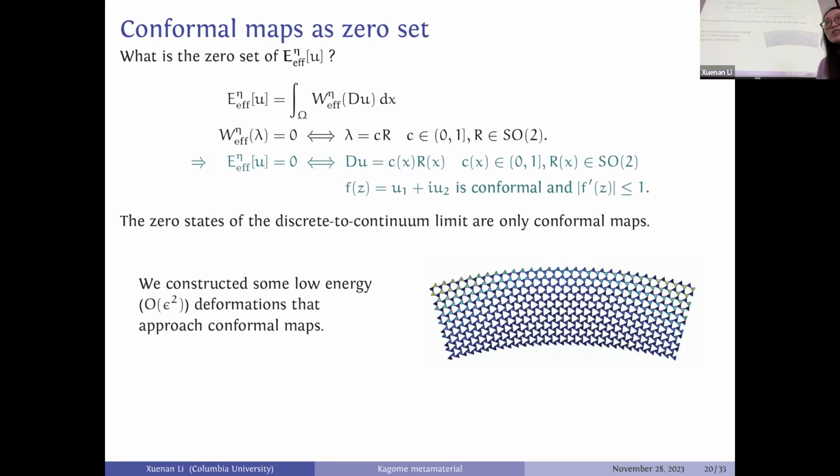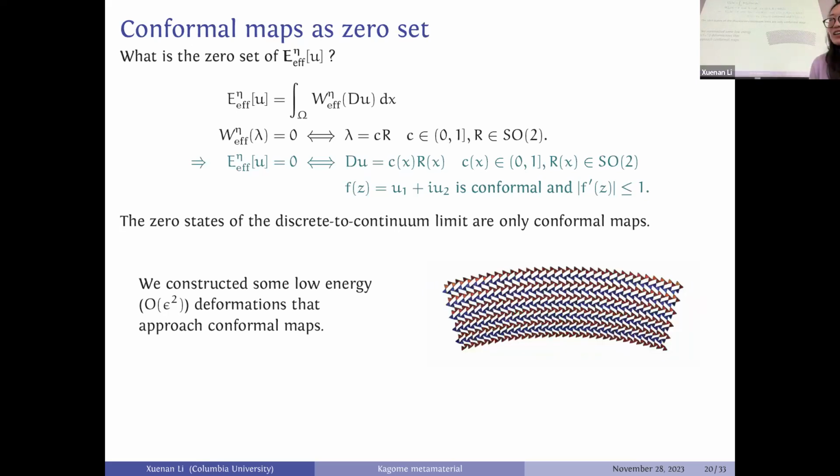So we know some conformal maps can be approximated with some O(epsilon squared) energy. This is one example I can construct that costs O(epsilon squared) energy. And I can construct another one, which also costs O(epsilon squared) energy, but it's a different structure. But these are just some deformations we constructed. We still don't know what the lowest energy possible is. That is still an open question. Okay.